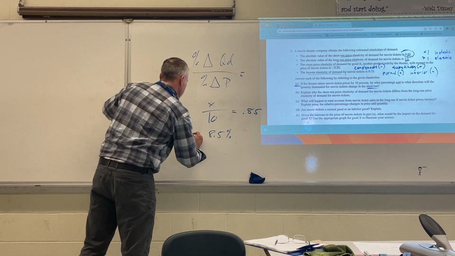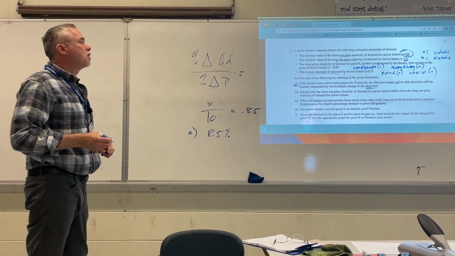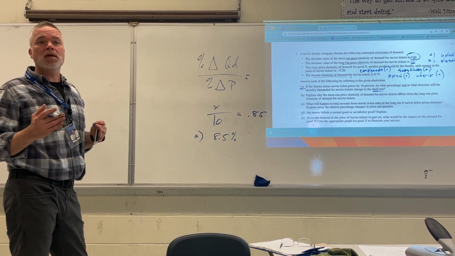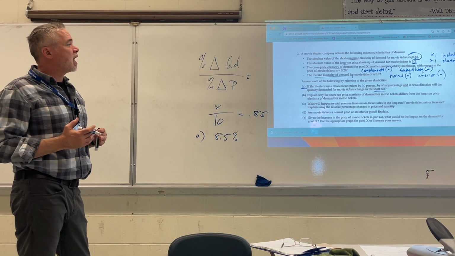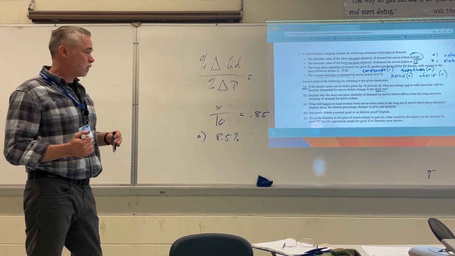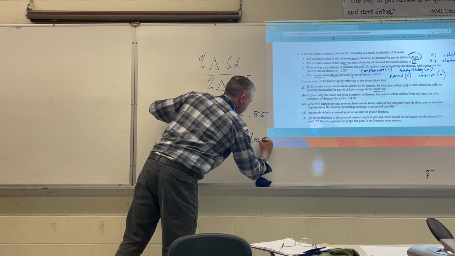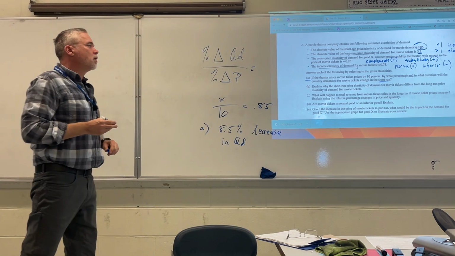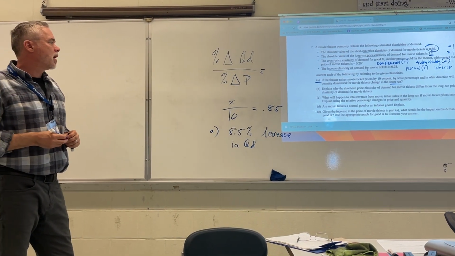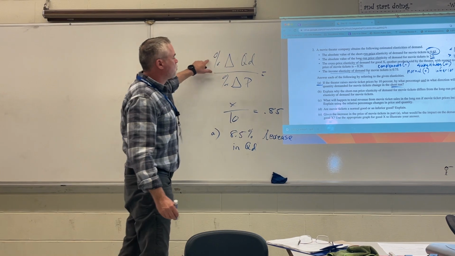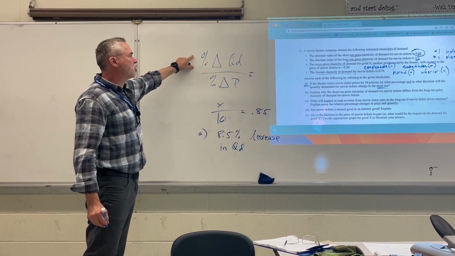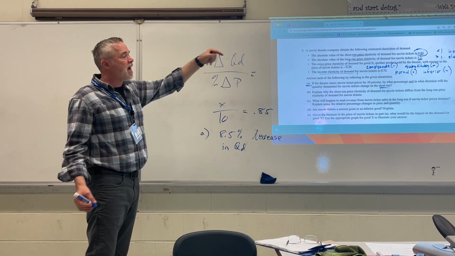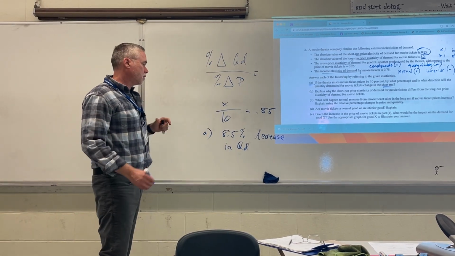So for A, the answer is 8.5%. And what direction is that going? Is that an increase or a decrease? That's what they mean by what direction. So it's going to be an 8.5% decrease in quantity demanded. And that works because we know that it's inelastic, which means that your percent change in quantity demanded is going to be less than your percent change in price. When it's elastic, it's going to be the other way. It's going to be opposite.